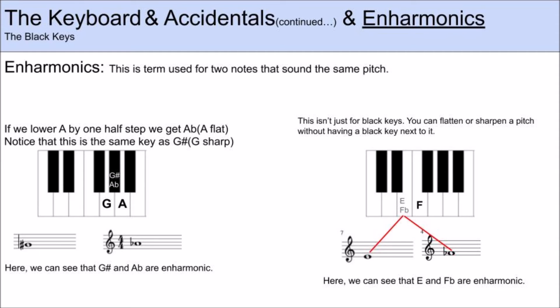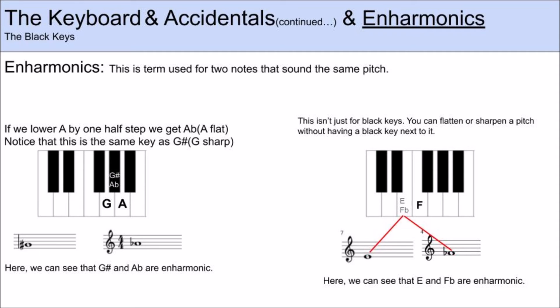But they have two different names. This is a good example of enharmonic. On the right, I have a unique example that this does not apply just for black keys. You can flatten or sharpen any pitch. It doesn't have to have a black key next to it.